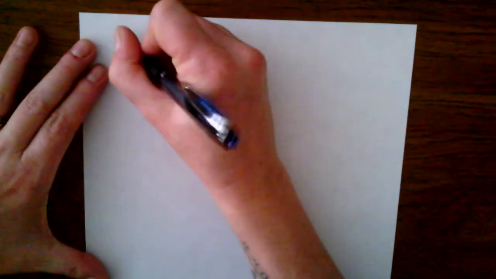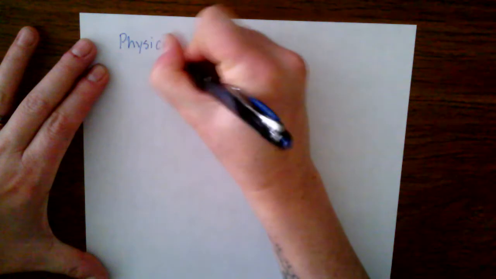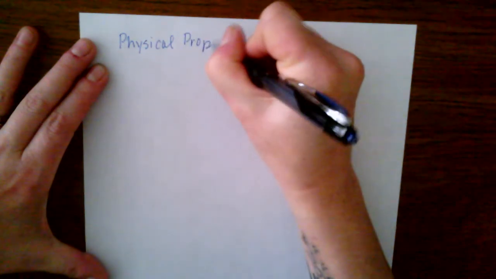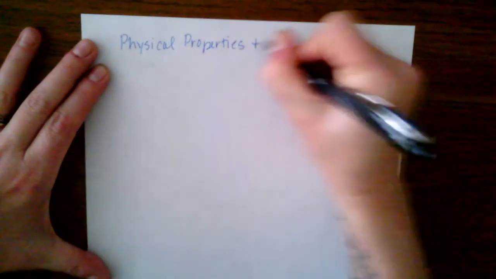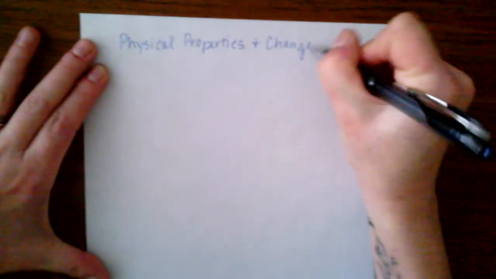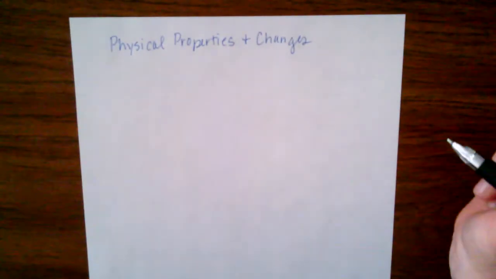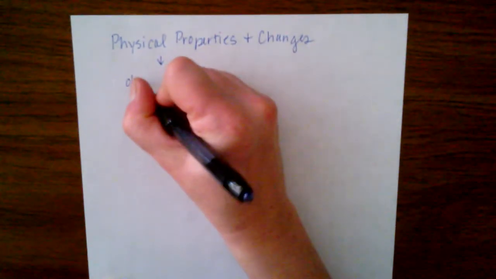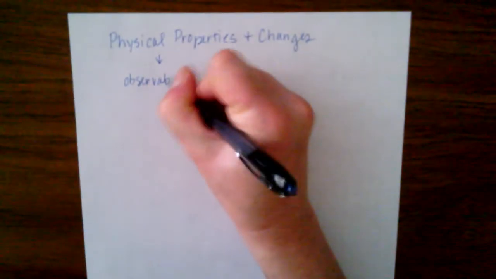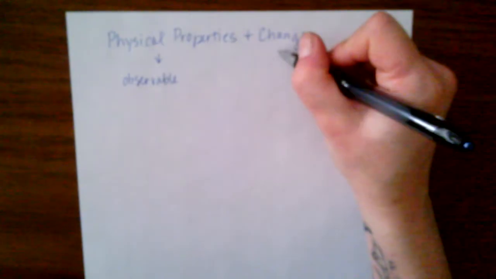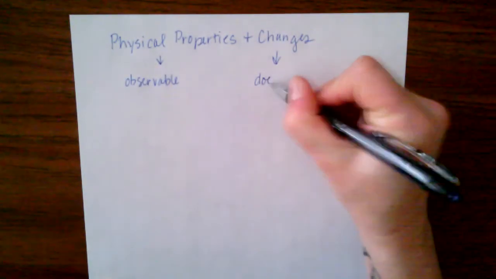Okay, so those are some basic terms. Other basic terms that I want to go over with you are physical properties, and changes. So physical properties are like observable characteristics. Changes, it does not change into a new substance.